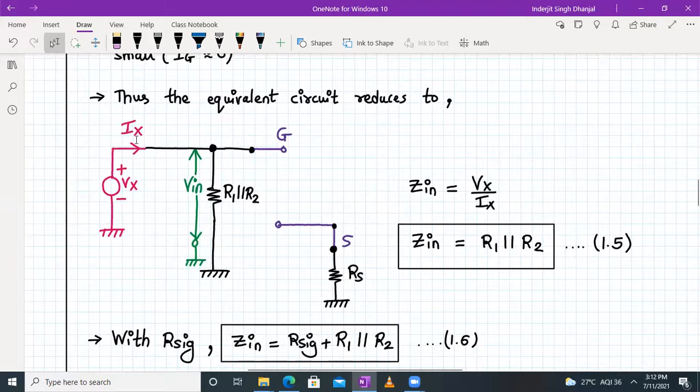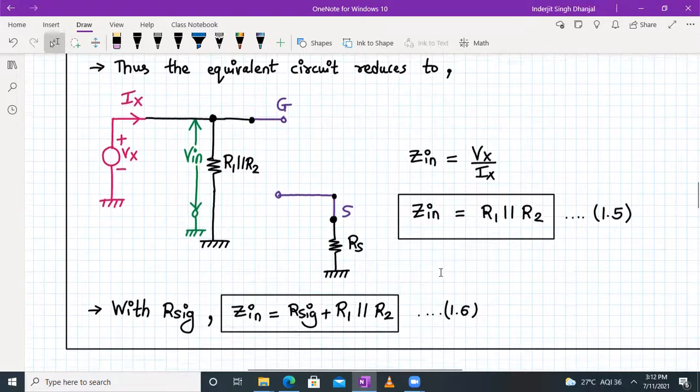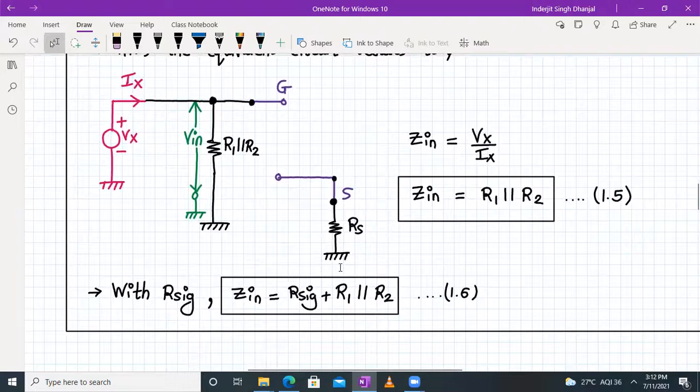So now we can easily estimate Vx upon Ix. That will be just equal to R1 parallel to R2. So in this manner, we calculate the value of input impedance. Now, if we have Rsig into the picture, the Zin will be given by Rsig plus R1 parallel to R2.